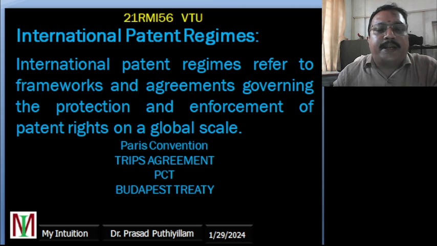Now, international patent regimes. International patent regimes refer to the frameworks and agreements governing the protection and enforcement of patent rights on a global scale.